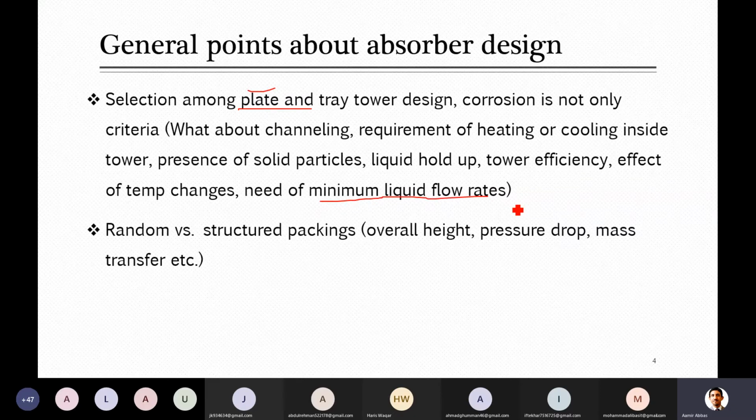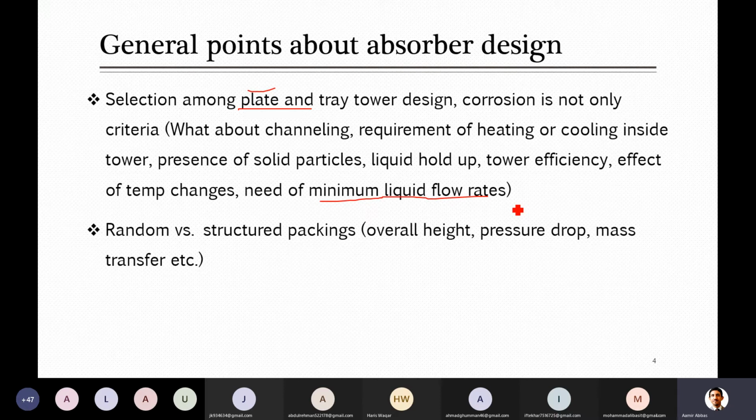At the same time, on the other end, when you are using a large height of packing, there will be an increase in channeling and you will need more redistributors. For example, students were selecting random packing because they say it is cheaper as compared to the structured. Okay, this packing is cheaper, but what about the overall equipment? What about the operation? Later on, pressure drop in the random packing is more as compared to the structured packing.